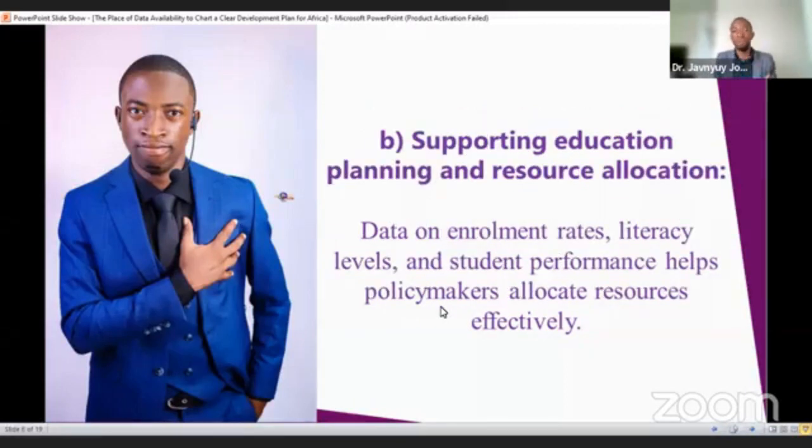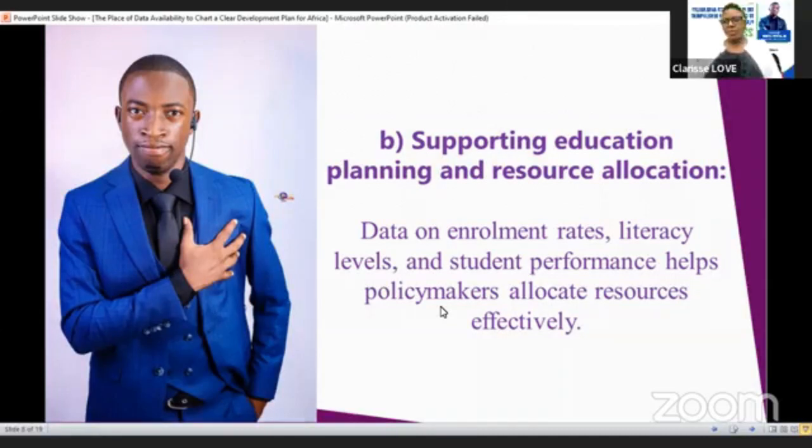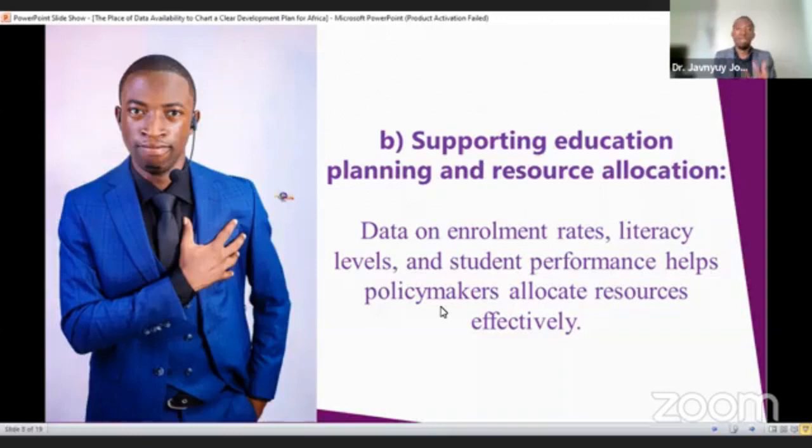Number two is supporting education planning and resource allocation. For example, in our beautiful country, Cameroon, for those who are Cameroonians following this, the government tries to build schools in different locations, different villages, and all of that. So sometimes I wonder, what does the government really consider before building a government school in a particular city or in a particular village?